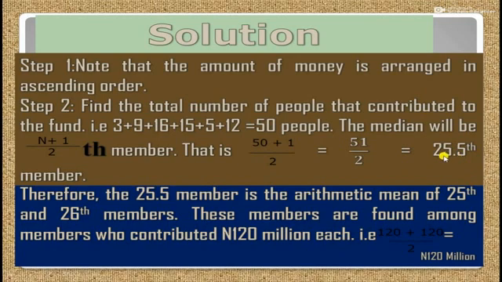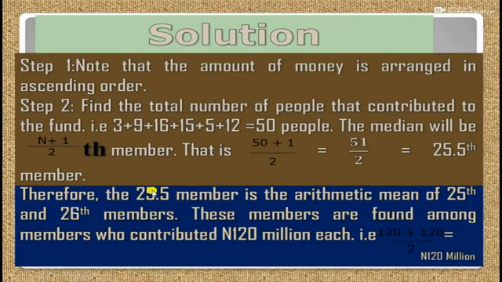That means the 25th member is going to be the person who made the donation, or is the median of the group. Therefore, the median is the arithmetic mean of the 25th and 26th member. That means this member who has a 25th position is going to fall in between the 25th position and 26th position. That is 25th member and 26th member.